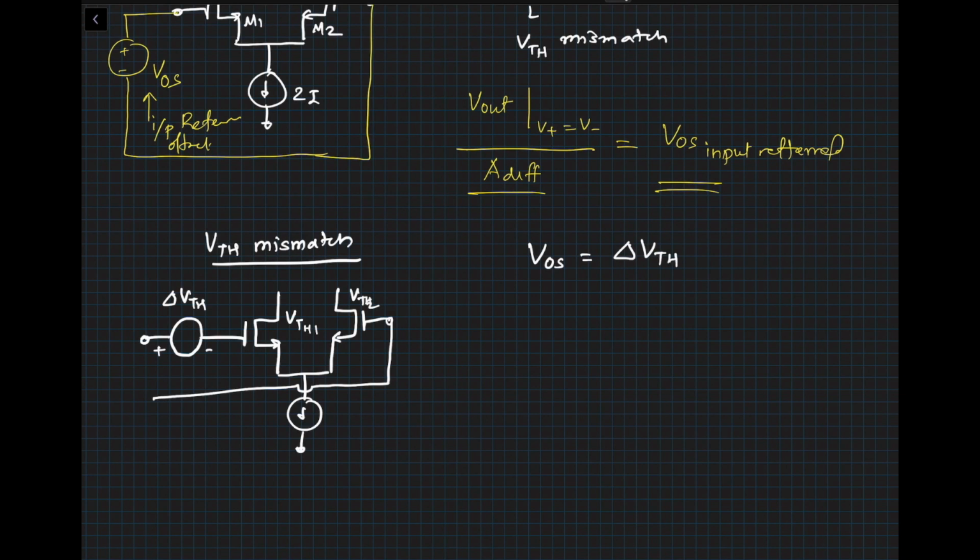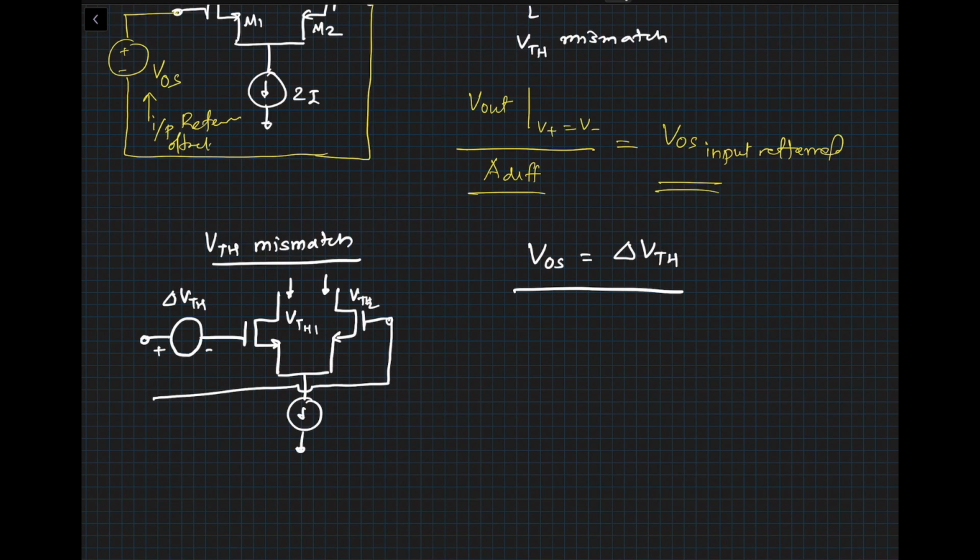What this is telling you is that if VTH1 and VTH2 are different, let's say they are different by 10 millivolts, then I can apply an input referred VOS which is equal to minus 10 millivolts. That way you will get both the currents to be identical. Both the currents in these two branches will be identical, and it will behave as if there is no offset in these two transistors. This one is pretty straightforward, the contribution due to delta VT.